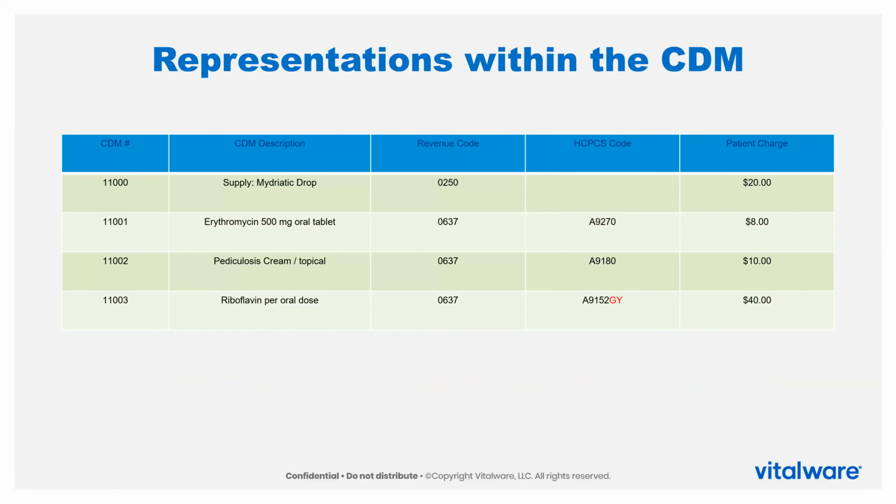So here's just an example of how you would build this. You've got your mydriatic drops, that's going to be 250. You've got an oral tablet, that's 637. And then down on the bottom, you've got the riboflavin oral per dose, and that's hard-coded. So these are just different examples of how to code it. The A9270 is used when no other HCPCS code exists. All right, Dusty?